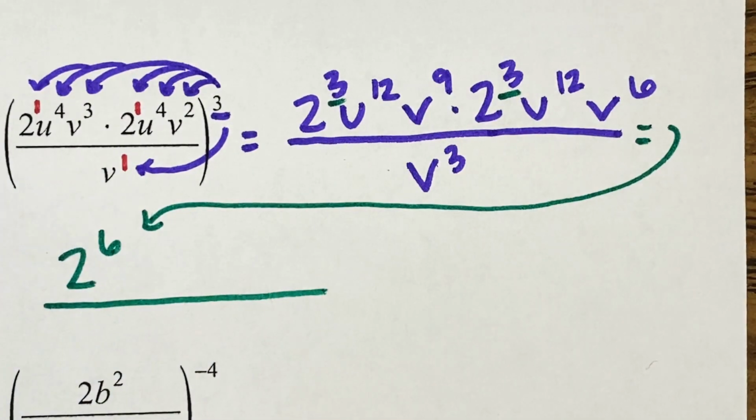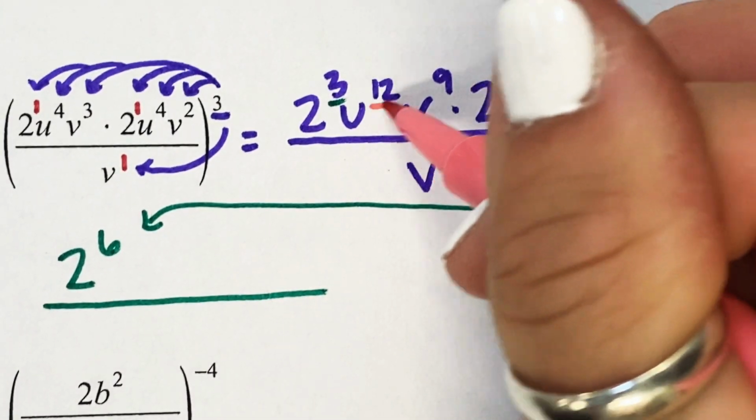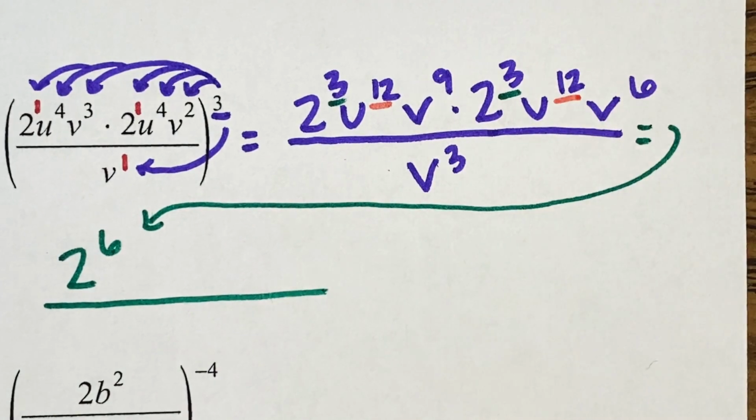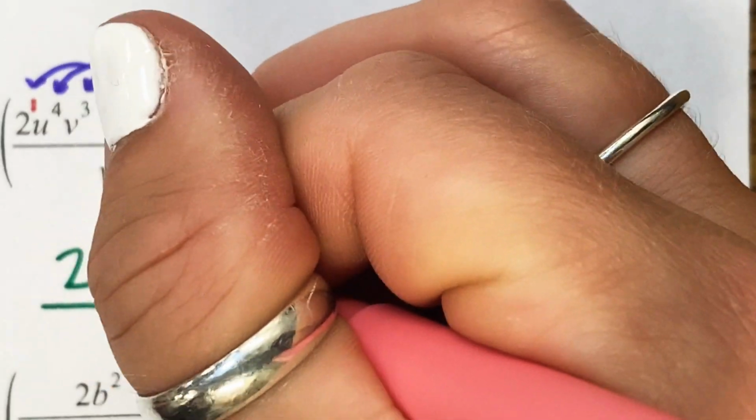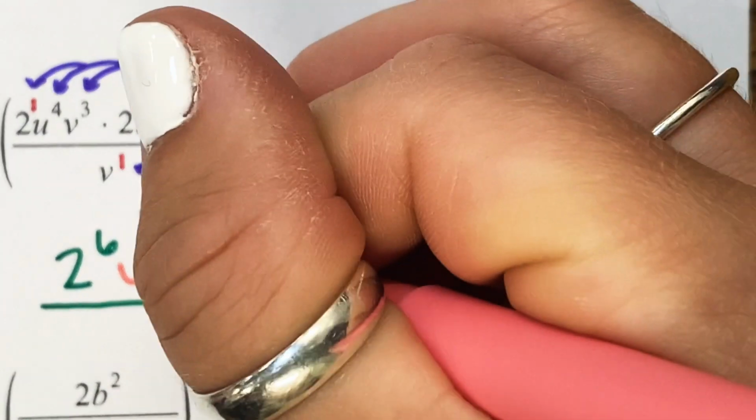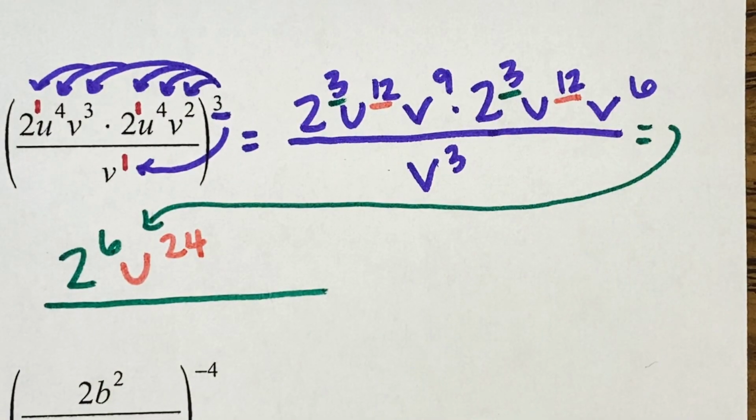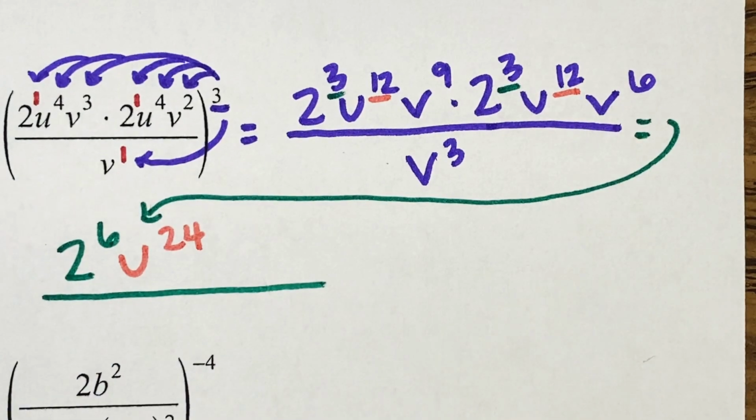Okay, now let's look at our U's. We'll use a different color. Let's use this pink. Okay, so I have 12 U's right here. I have another 12 U's right there. Okay, how many U's do I have? U to the power of 24. 12 plus 12. Great job.